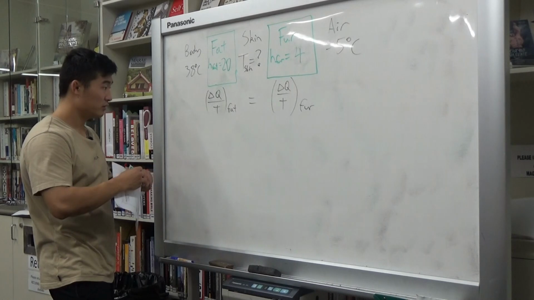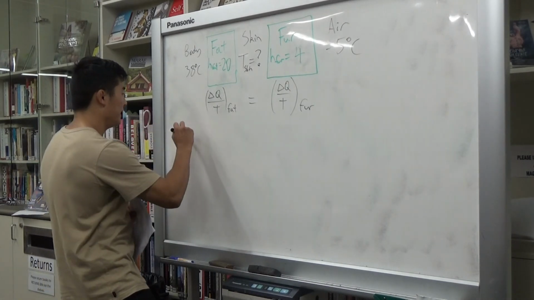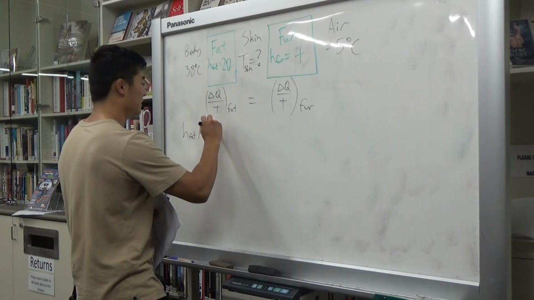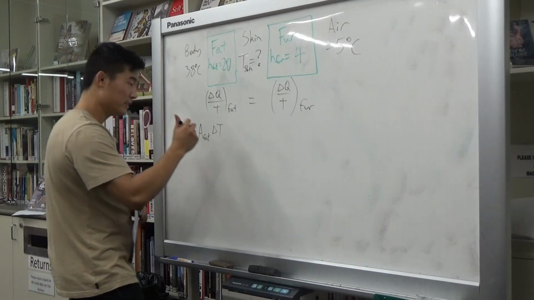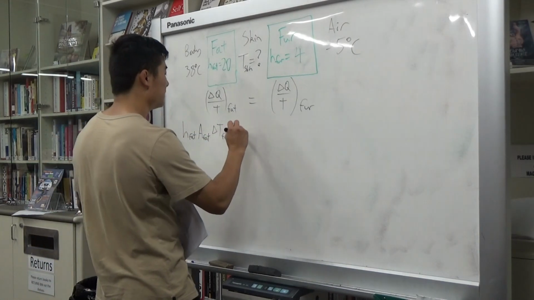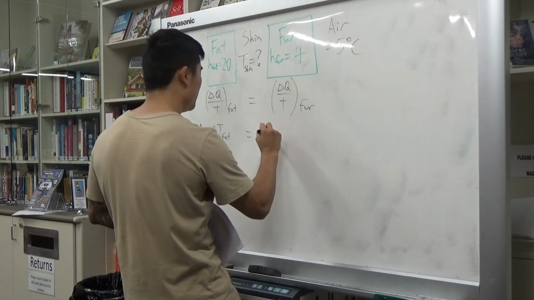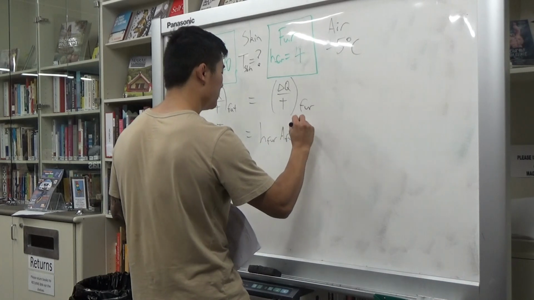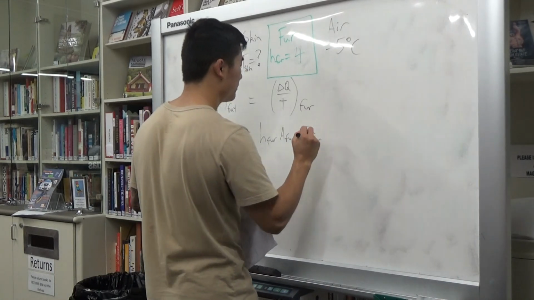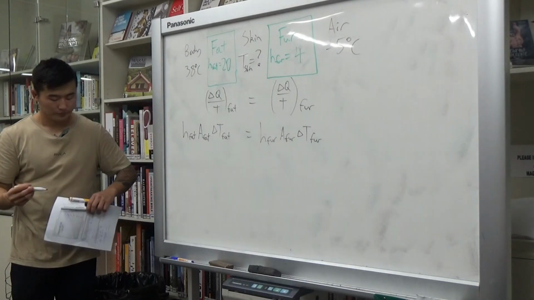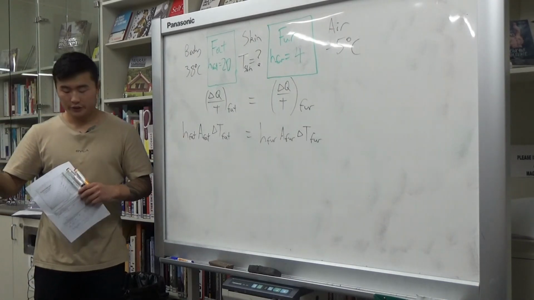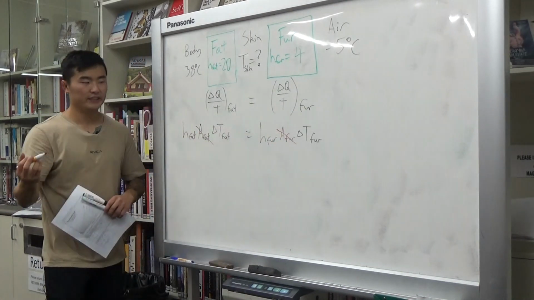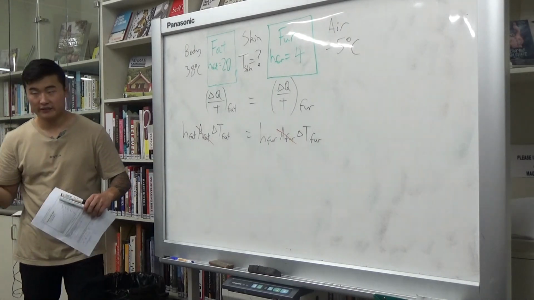Remember that delta Q over T is equal to H A delta T. So H of fat times the surface area of fat times the temperature difference across the fat is equal to the H of fur multiplied by the surface area of fur multiplied by the temperature difference across the fur. Okay? And we can assume that the surface area of the fat is equal to the surface area of the fur, so we can cancel the surface areas out.